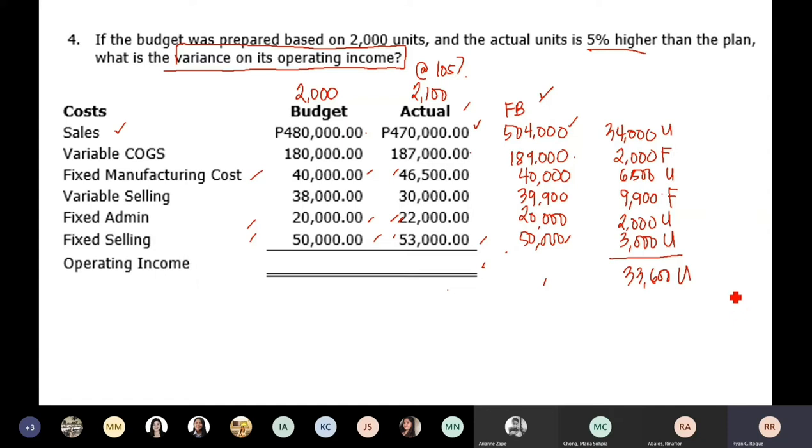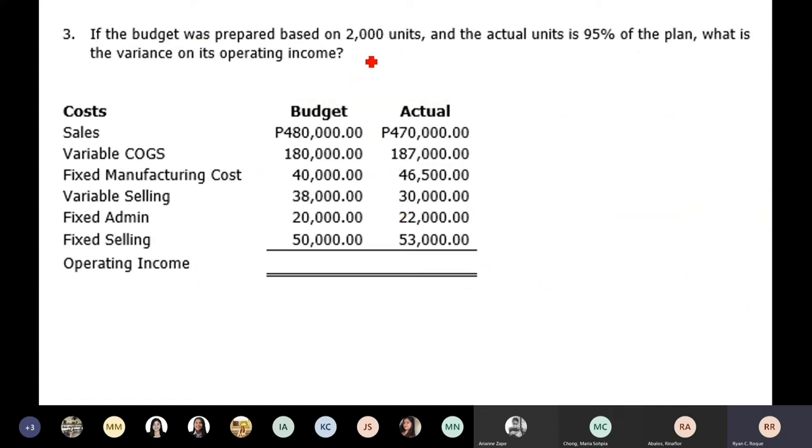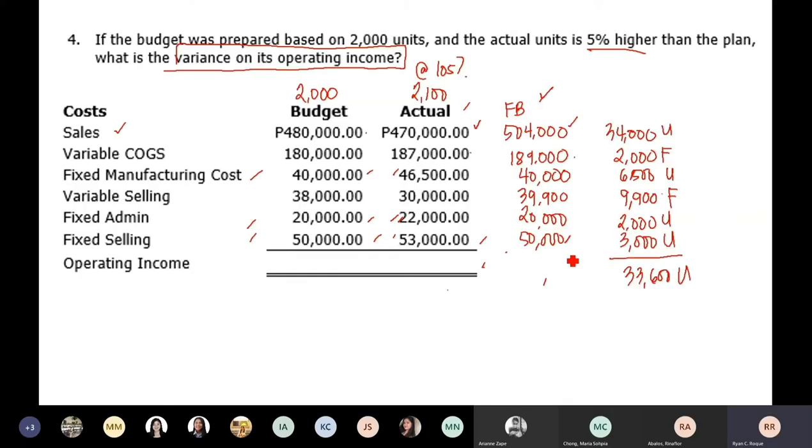Okay? By the way, in number 3, baka hanapin nyo lang din. The answer is 7,400 unfavorable. Babalik tayo sa number 4. The answer is 33,600 unfavorable.